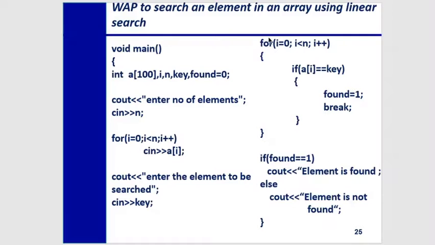We come out of the for loop, and we go to the if statement. That means if the element is found, that means found is equal to 1, we write that the element is found. Else we write that the element is not found. That completes the program. That's what is done in linear search.